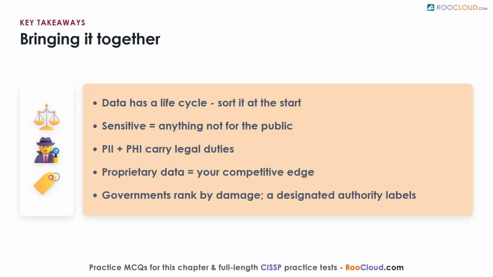So let's bring it together. Data has a life cycle, and protection starts with sorting it at the very beginning. Sensitive data is anything not meant for the public, from personal records to trade secrets. Personally identifiable information and protected health information carry legal duties, and proprietary data carries your competitive edge. Governments rank data by the damage a leak would cause, and only a designated authority applies the label. Get this sorting right, and every control that follows has a solid foundation.